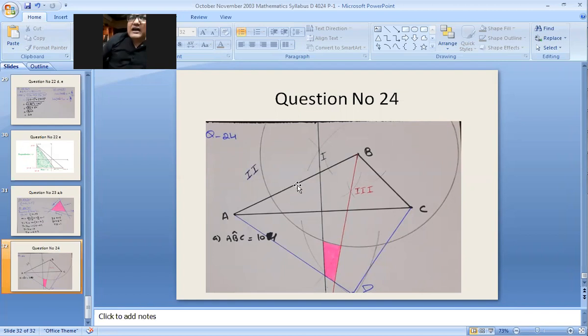will mark on one arm of the angle, which is BA, and keep the compass the same, and you mark on the other arm, that's the BC arm. So here you can see I have marked two points on both the arms. One point on this AB arm and the other point on the BC arm.